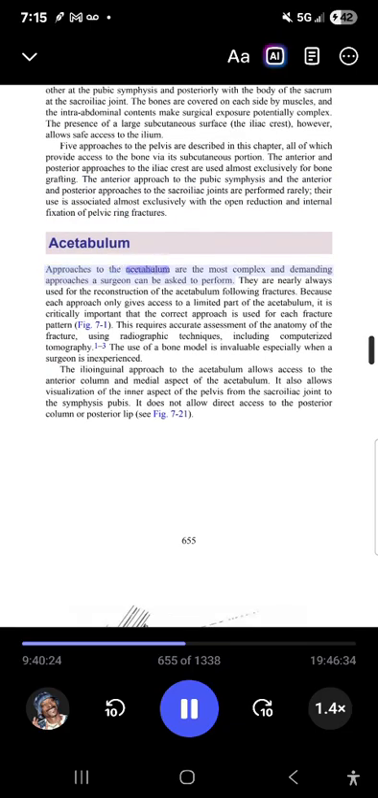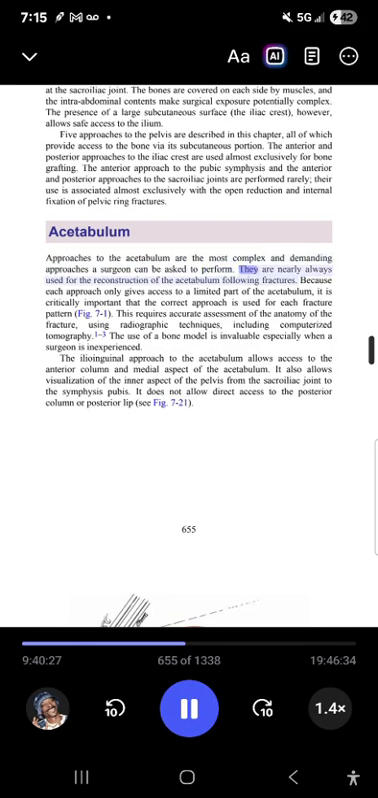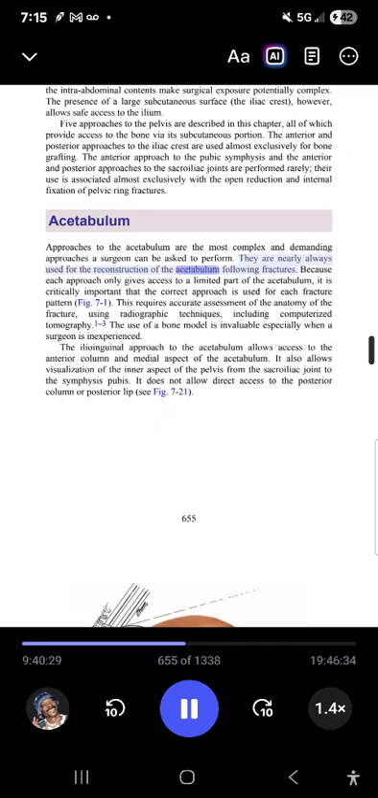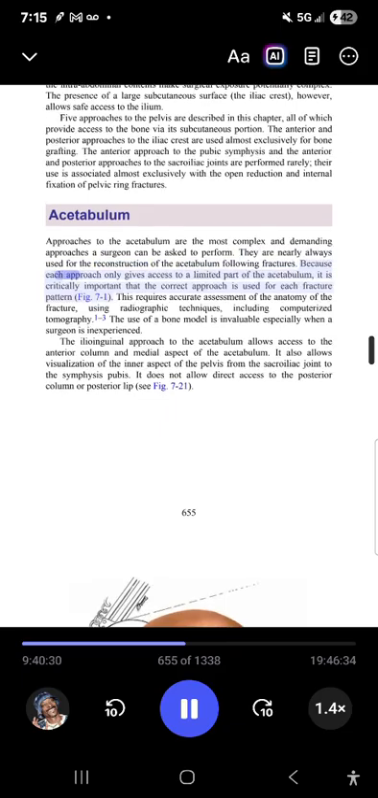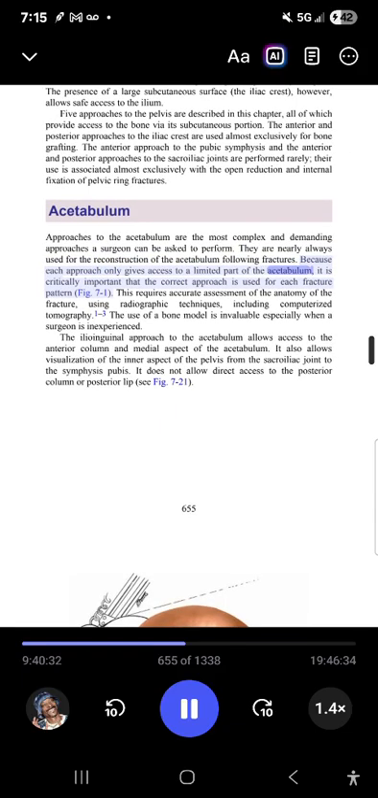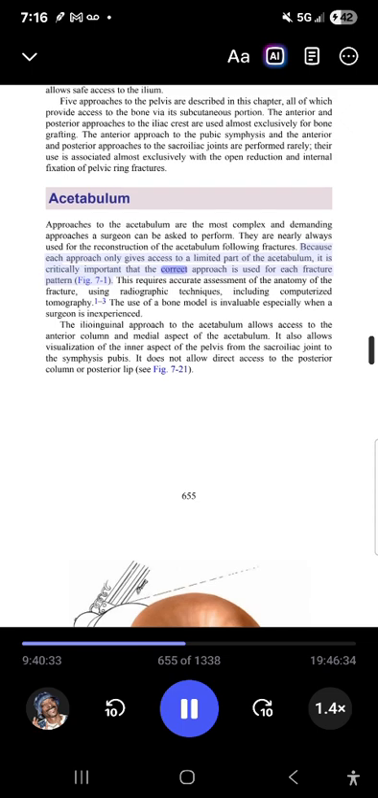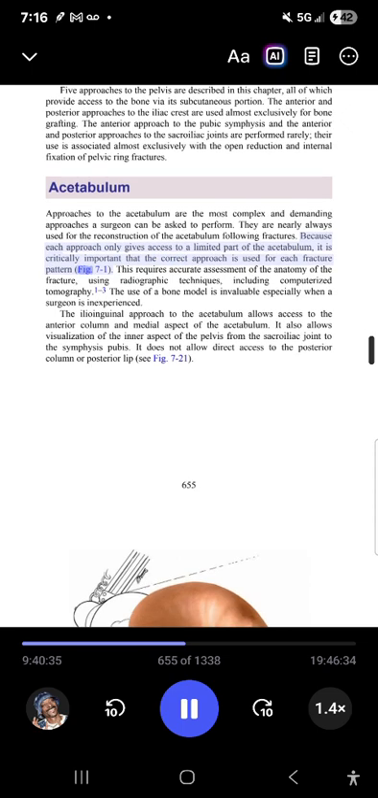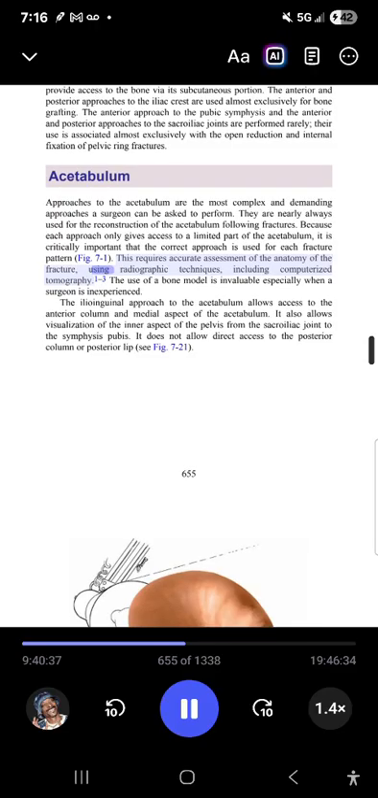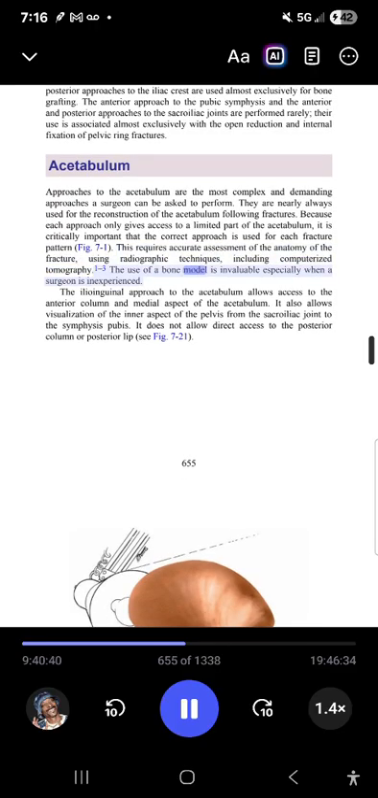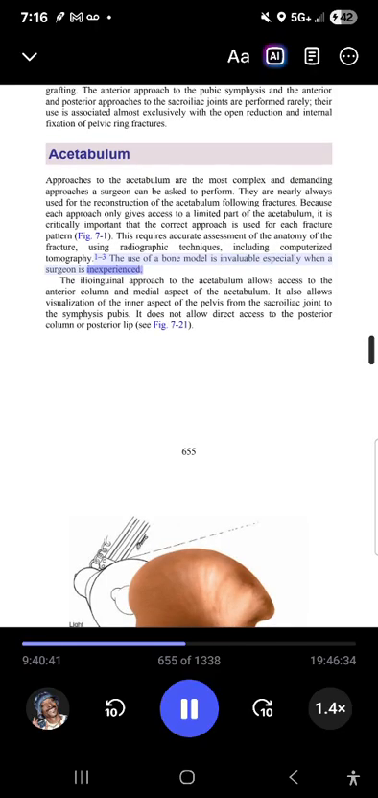Acetabulum. Approaches to the acetabulum are the most complex and demanding approaches a surgeon can be asked to perform. They are nearly always used for the reconstruction of the acetabulum following fractures. Because each approach only gives access to a limited part of the acetabulum, it is critically important that the correct approach is used for each fracture pattern. This requires accurate assessment of the anatomy of the fracture using radiographic techniques, including computerized tomography. The use of a bone model is invaluable, especially when a surgeon is inexperienced.